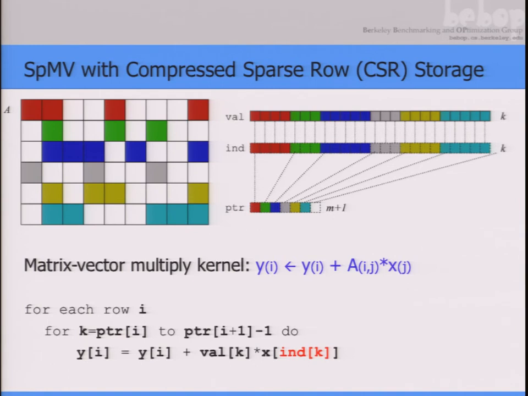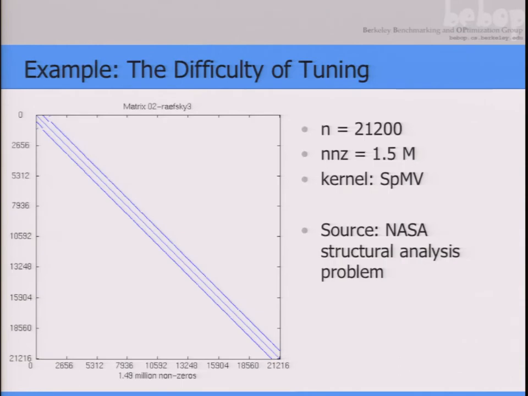So let me do an example and see what tuning looks like. So let me take this particular finite element matrix from a NASA structural analysis problem. These are all available online. You can go grab them and do your experiments. And I want to ask, how do I do sparse matrix vector multiply fast?